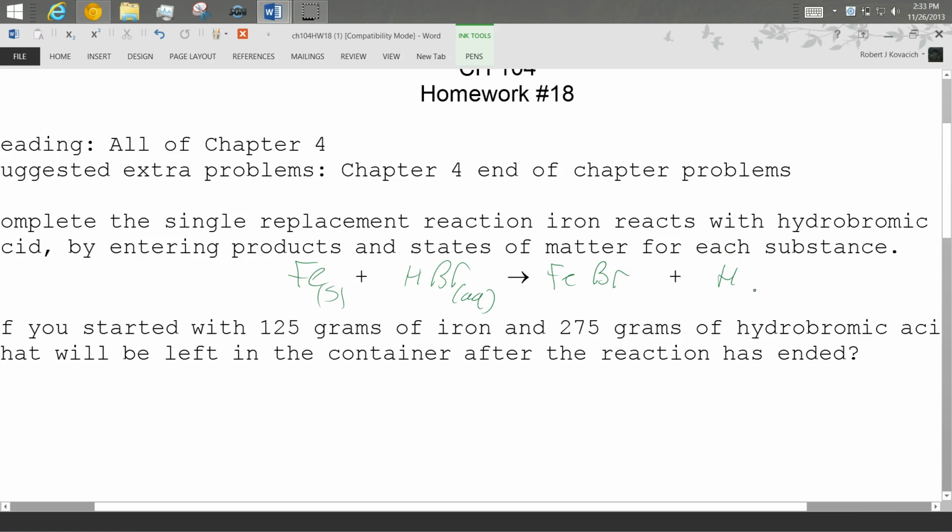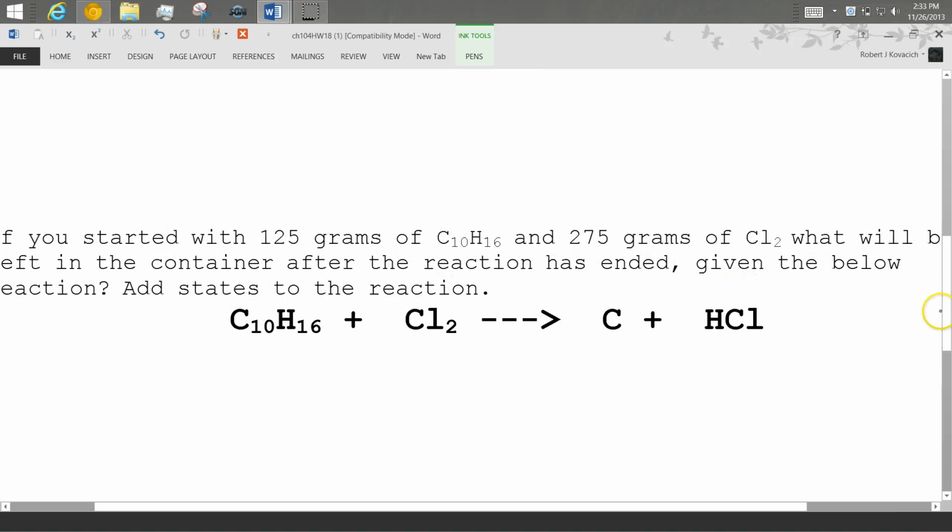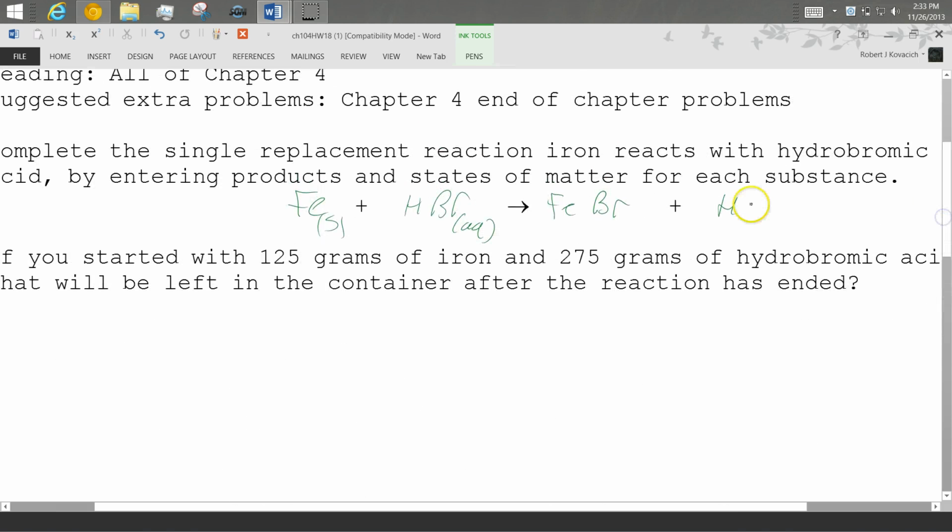And what's wrong with that? It's a diatomic. What else is wrong? Anything else? No? The iron and the bromine aren't balanced. If you look on the table, the iron has an oxidation state of 2 or 3, not a 1.